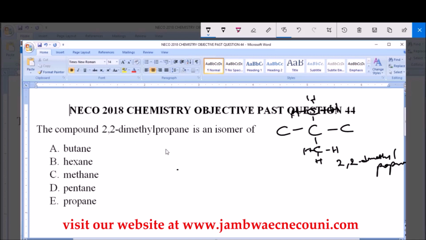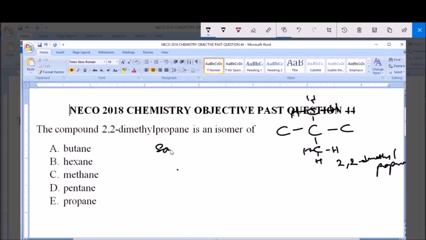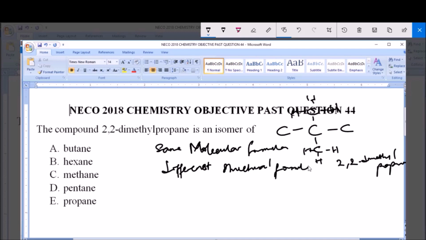Now they are asking, this is an isomer of what? Like we know, isomers are two compounds having the same molecular formula but different structural formula. Those are isomers. Now looking at this, the molecular formula of 2,2-dimethylpropane, since it has 5 carbon atoms, will be C5H12.